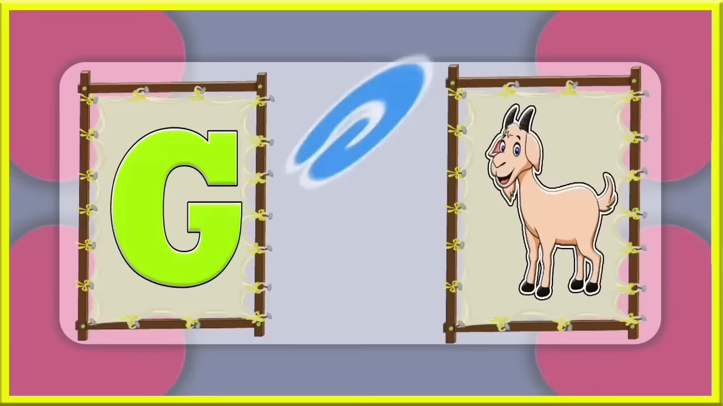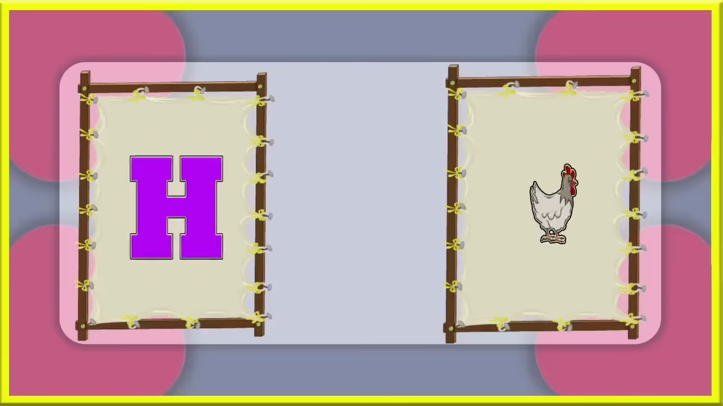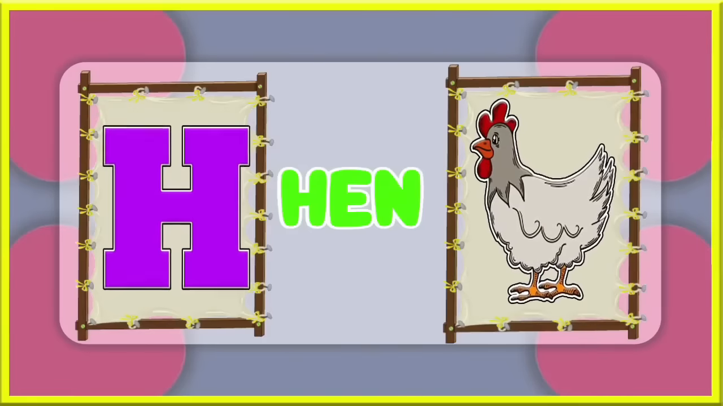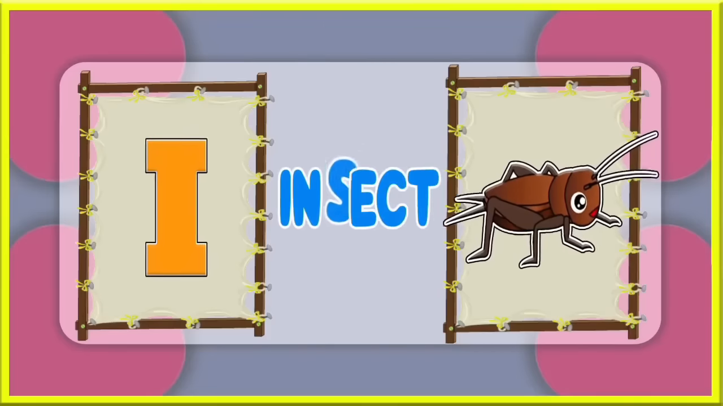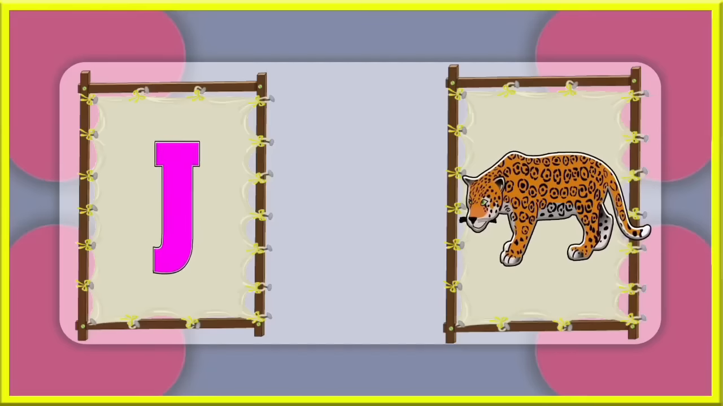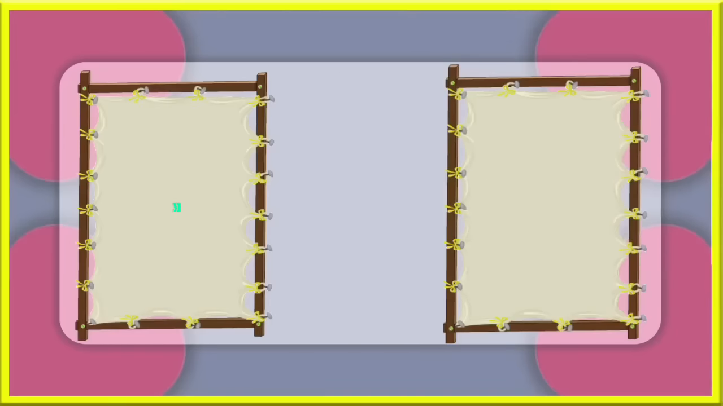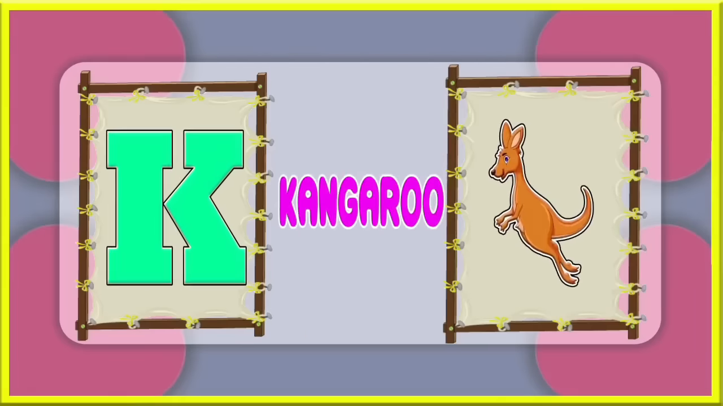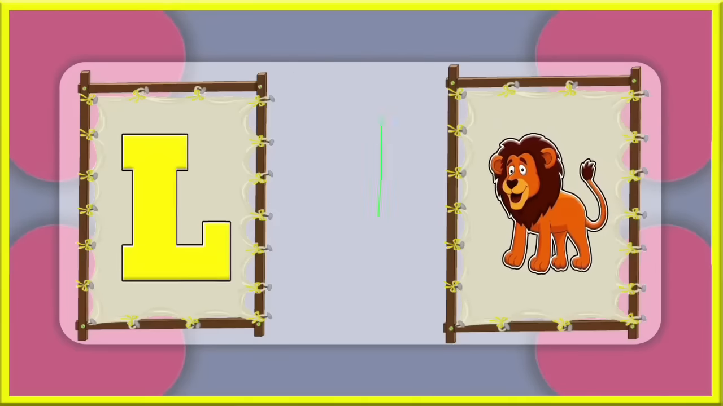F. F for frog. G. G for goat. H. H for hen. I. I for insect. J. J for jaguar. K. K for kangaroo.